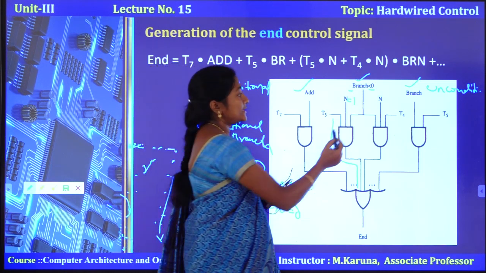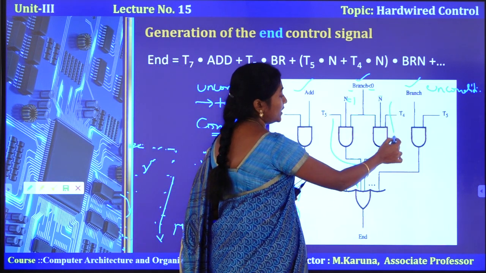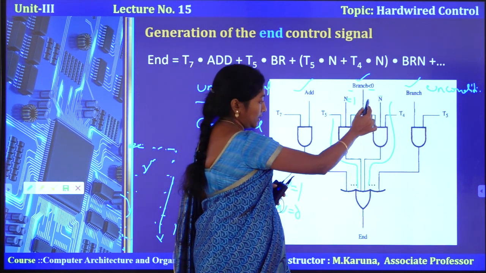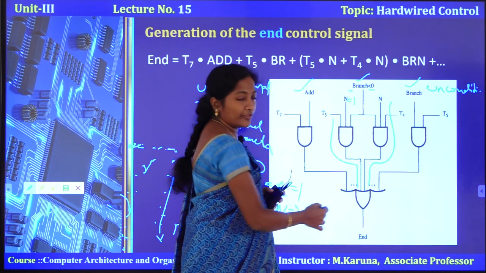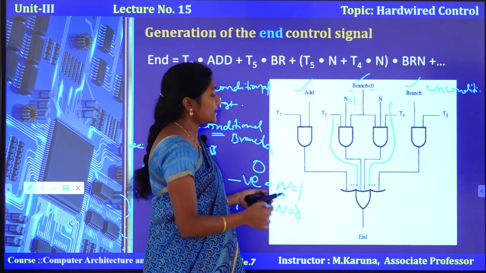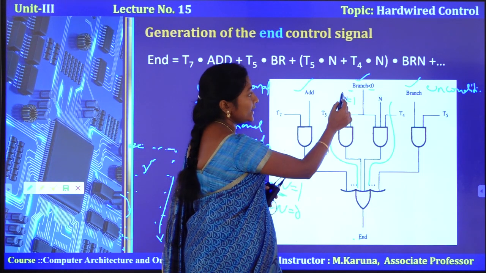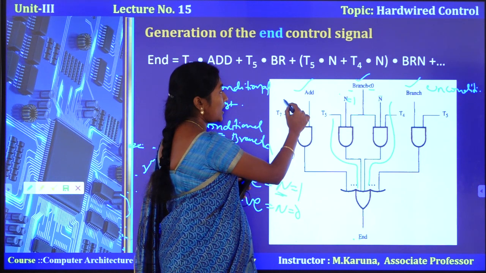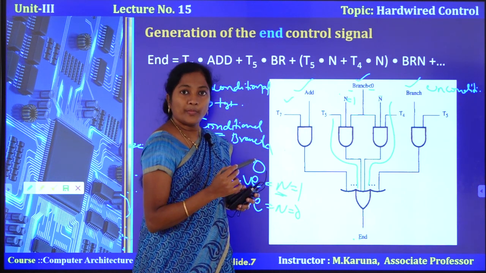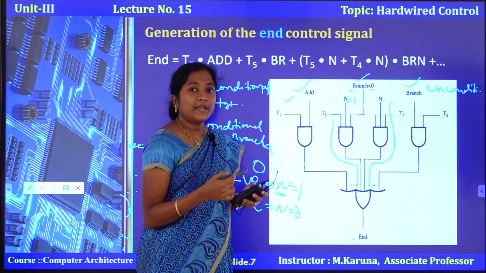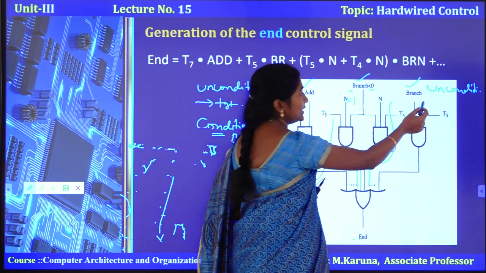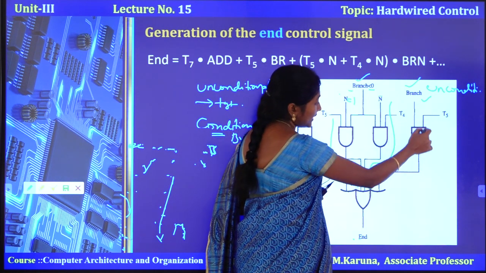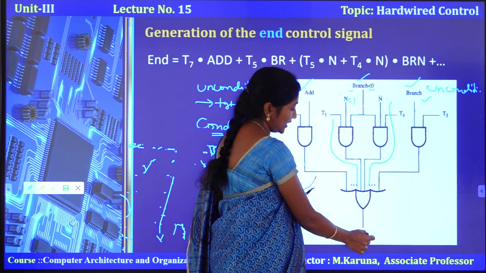Otherwise, these control signals will come into the picture, otherwise stop the execution of the program. Likewise this end signal will be generated in case of conditional branch instruction. Before going to that, the add instruction is also performed to update the PC. Then unconditional, this we have already discussed. After completion of this unconditional branch instruction, the end signal will be issued.